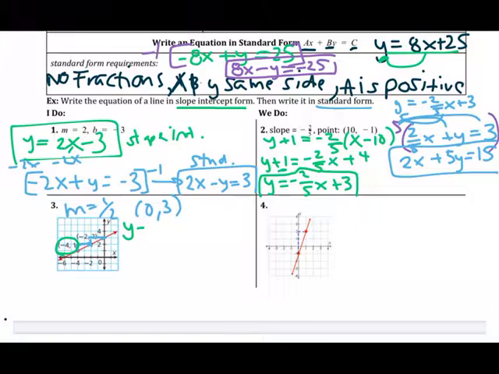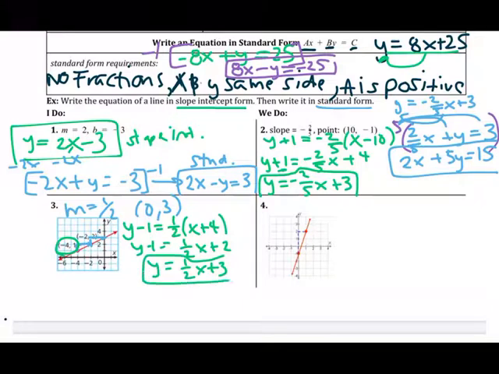So y minus 1 equals 1/2 times x plus 4. If I use the point on the left, I'm going to distribute: 1/2 x plus 2, and I'm going to add 1 to both sides. y equals 1/2 x plus 3. So there is my slope-intercept form.